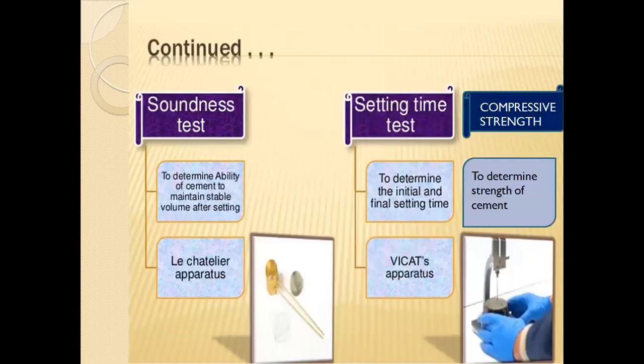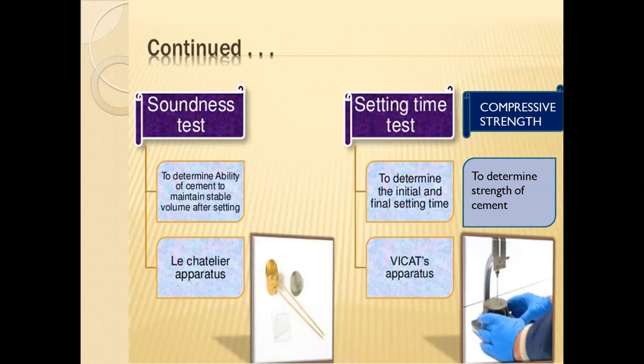Next is the soundness test, to determine the ability of the cement to maintain a stable volume after setting. That is, change in volume of cement is known as the soundness test. For this, the Le Chatelier apparatus is used.